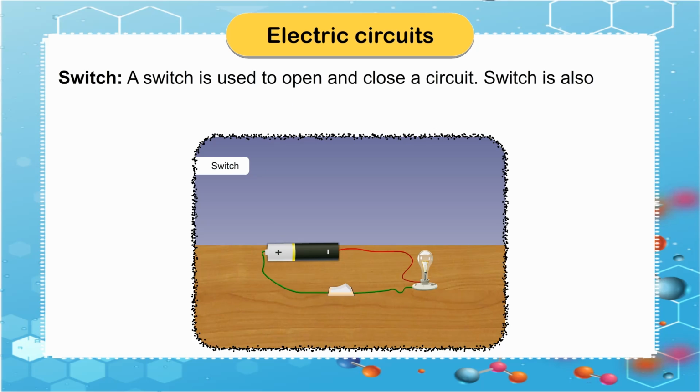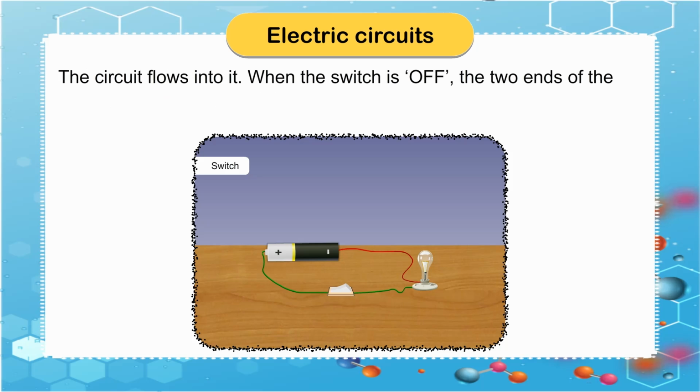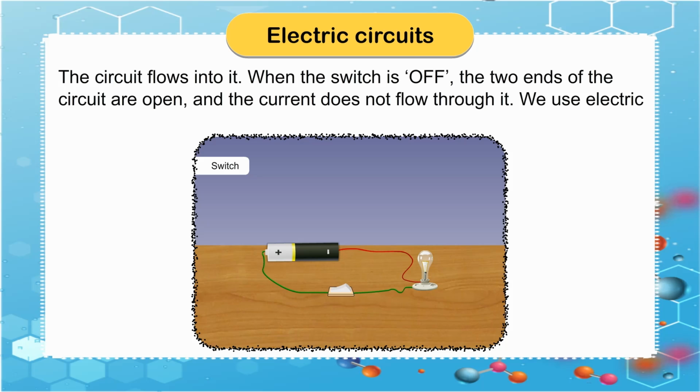Switch. A switch is used to open and close a circuit. Switch is also called a key. When a switch is on, it connects the two open ends of the circuit. The current flows through it. When the switch is off, the two ends of the circuit are open, and the current does not flow through it. We use electric switches to run all devices at home.